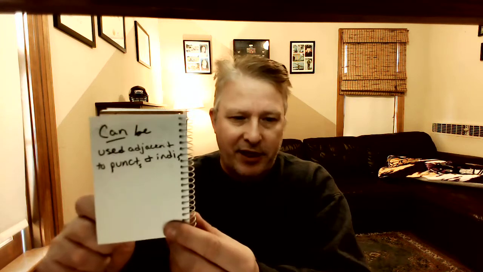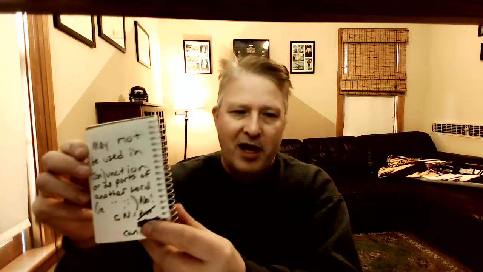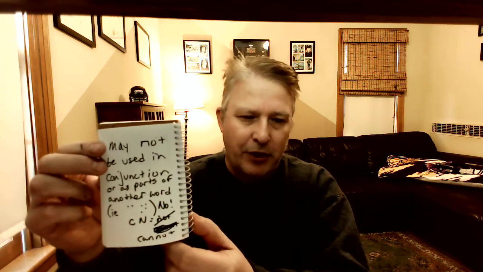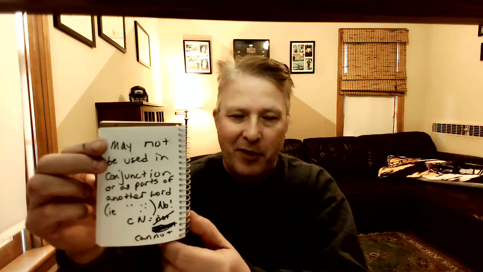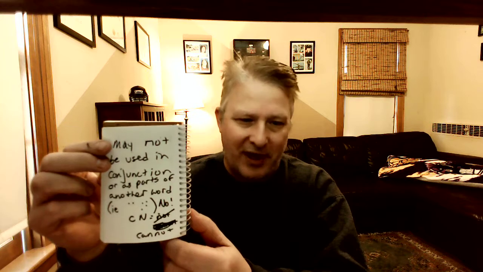Alphabetic word signs can be used adjacent to punctuation and indicators, which is a rule, and we'll get into what indicators are in a subsequent lesson. But the main thing to remember about alphabetic word signs is they must stand alone. So, for example, you could not stick two alphabetic word signs together to make a word, such as my example, the word cannot. You could not take the alphabetic word sign for C and N and make the word cannot, because C by itself would be can, N by itself would be not, but you can't put them together because that would be violating the basic rule of alphabetic word signs.